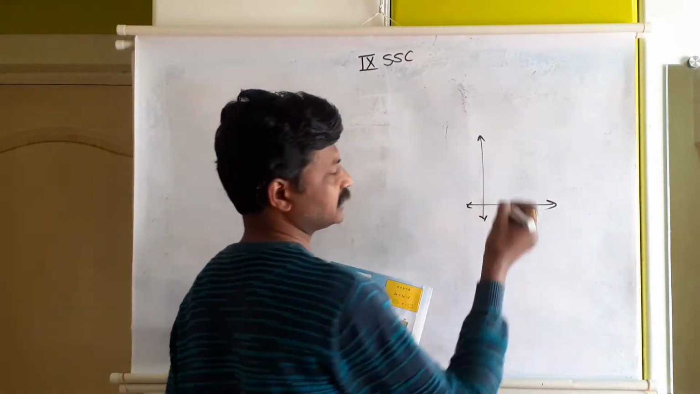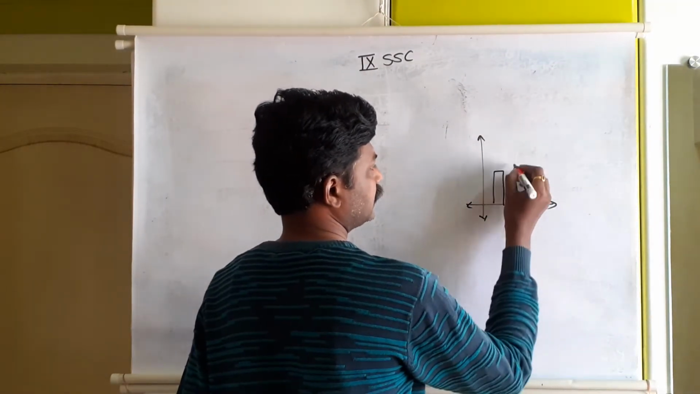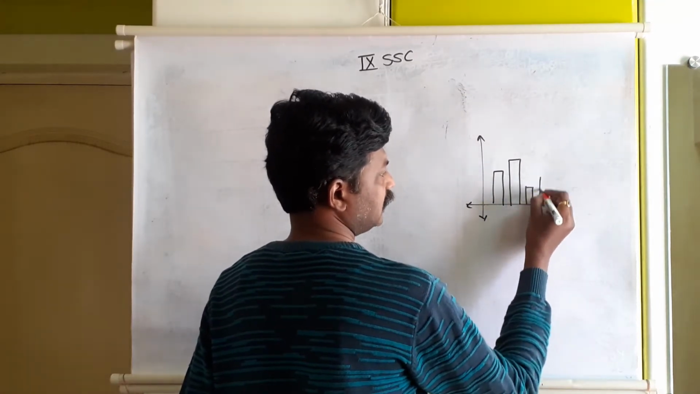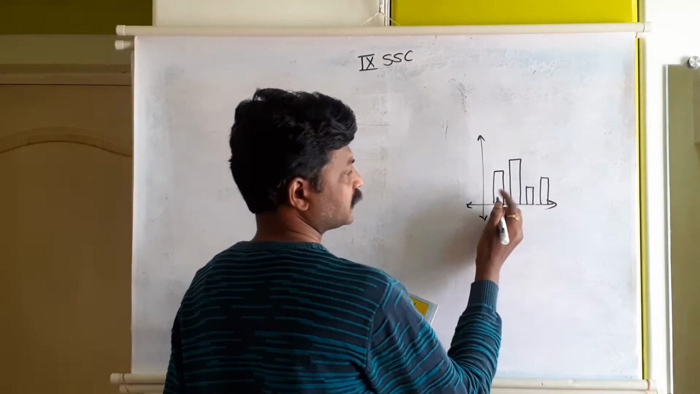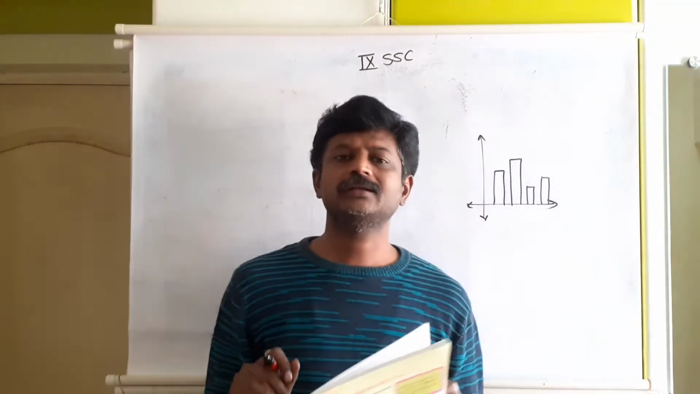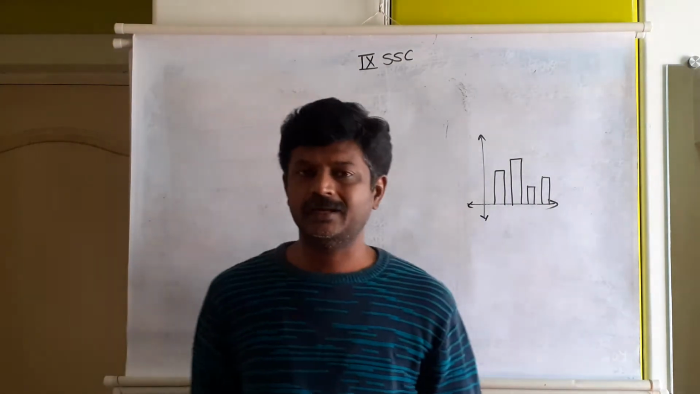On the x-axis, classes will come. On the y-axis, frequency will come. So, a simple bar diagram is in this way, where there will be the same gap between the successive classes and every bar is at the respective distance from each other. So this is a simple bar diagram.